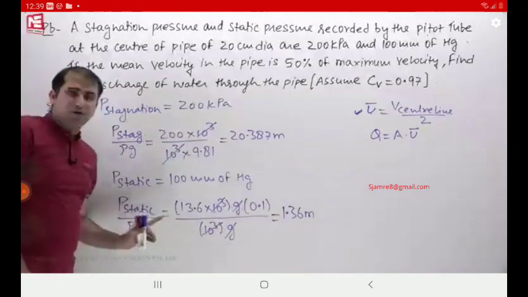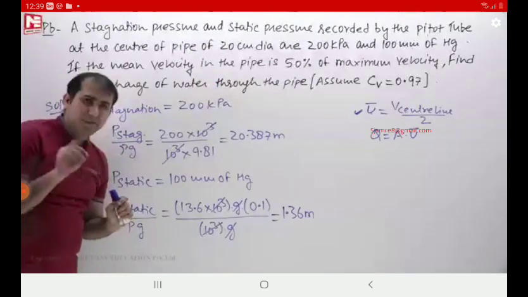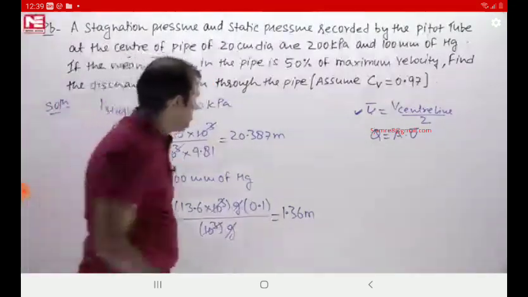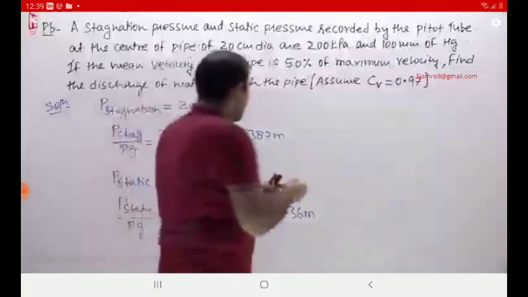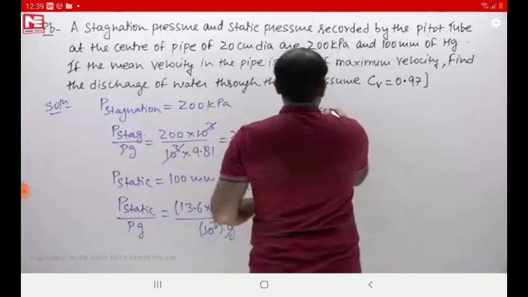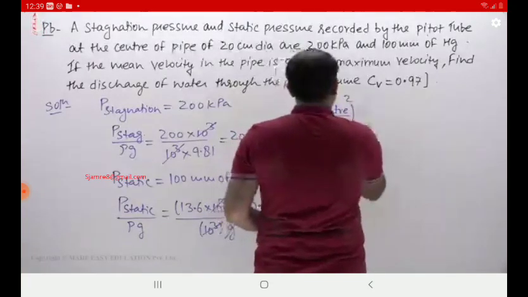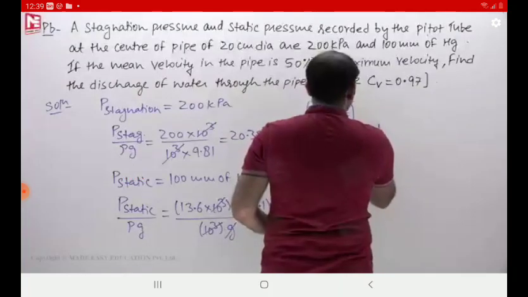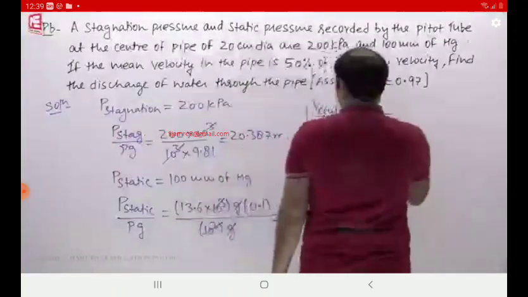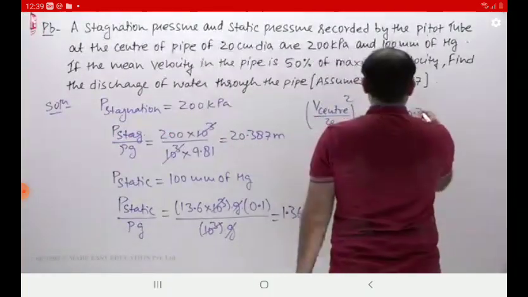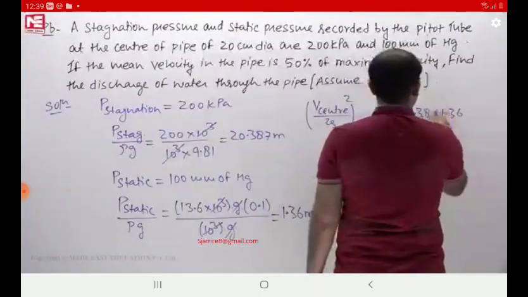इसका स्क्वायर मैं डिस्टेंस निकालूंगा तो दैट इज गोइंग टू गिव यू वैल्यू ऑफ मैग्नेटिक हेड. लेकिन वो क्या होगा? लोकल थ्योरेटिकल. So this is P center line, square root 2G, local theoretical, and this is equals to what? 20.38 minus 1.36387.